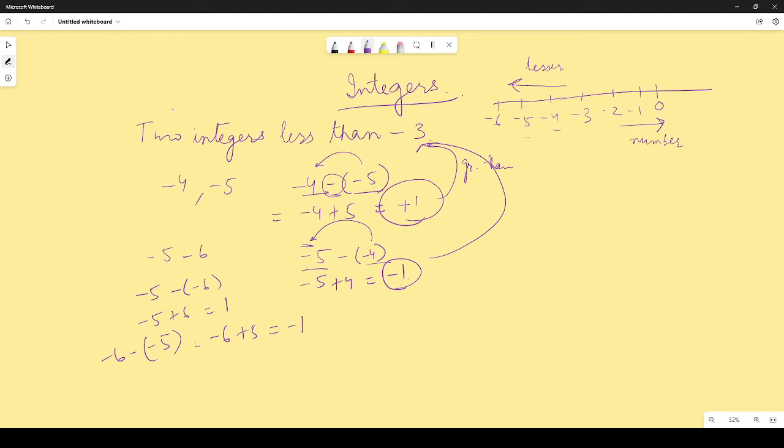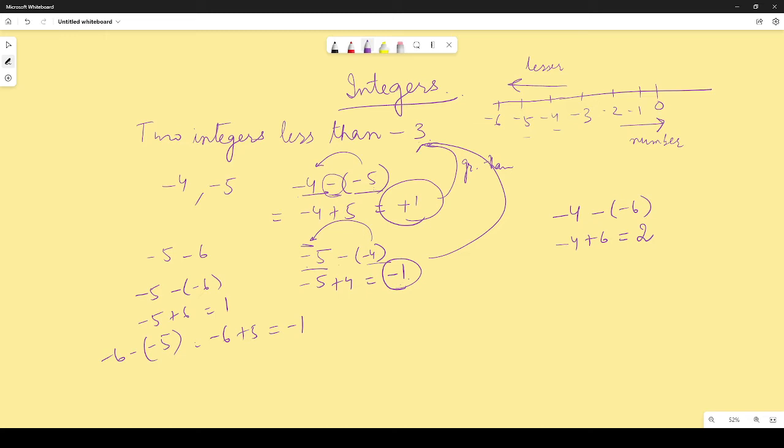Let us say we take minus 4 and minus 6. Okay. So minus 4 minus 6. So what will this be? Minus 4 plus 6. So the answer will be what? 2. So this 2 is also greater than minus 3. So any integers you take, their difference will always be more than minus 3. So okay, are you clear in this concept? Are you able to understand this concept?